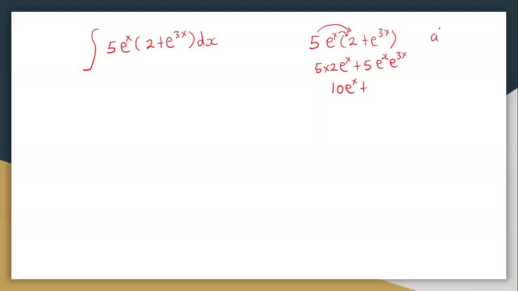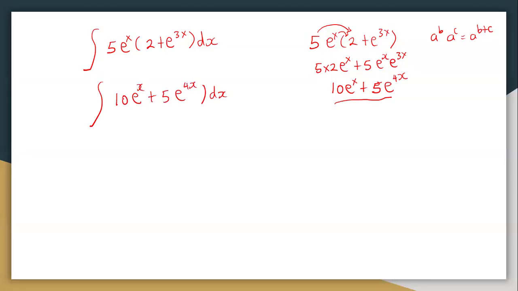These are like having bases. Because the bases are the same, what we do is always add the powers. So I'll have 5e to the power 4x. So afterwards, I substitute it back in my initial integral. So this is going to be 10e^x plus 5e^(4x), then everything with respect to x.